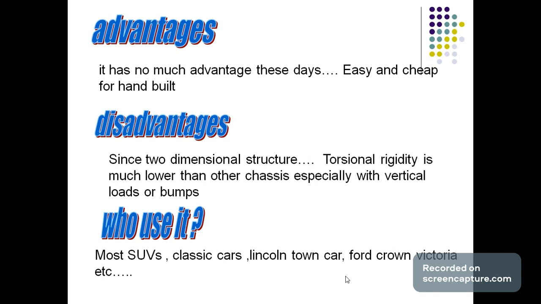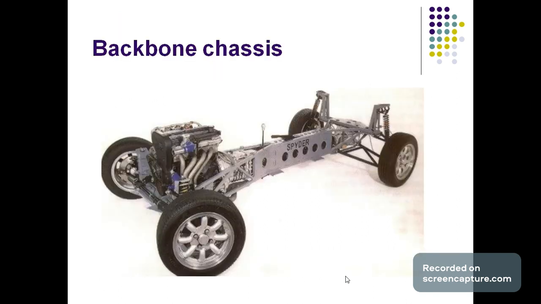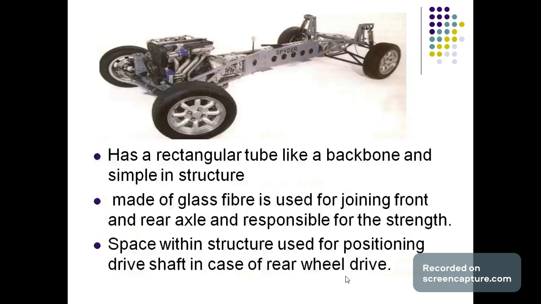The next type of chassis is the backbone chassis. It has a rectangular tube like a backbone and is simple in structure, so it is called a backbone chassis. It is made up of glass fiber and is used for joining the front and rear axle and is responsible for the strength. Space within the structure is used for positioning the drive shaft in the case of rear wheel drive.